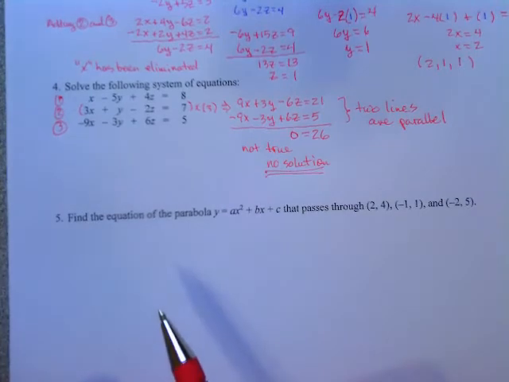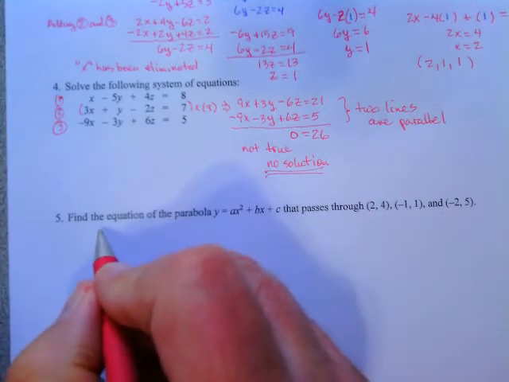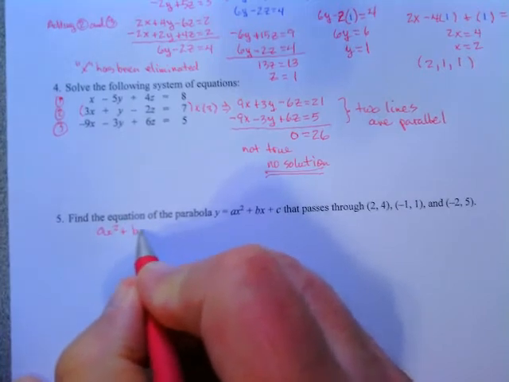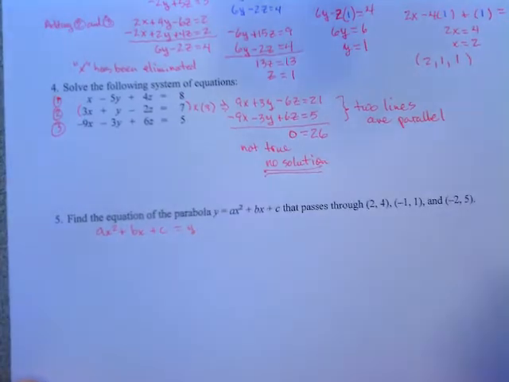So let's go ahead and rewrite these. So the first thing I'm going to do is I'm going to switch it so it's ax squared plus bx plus c equals y.